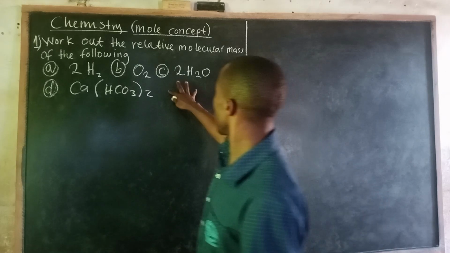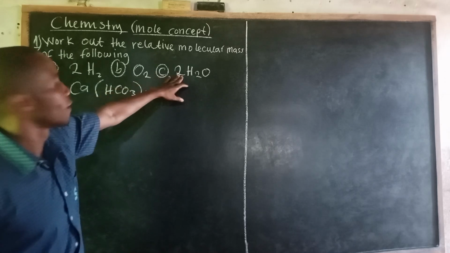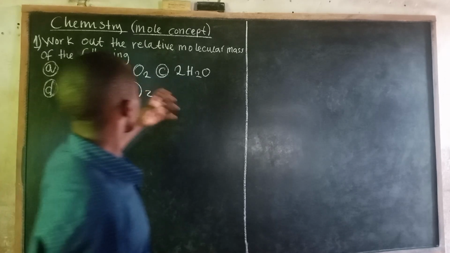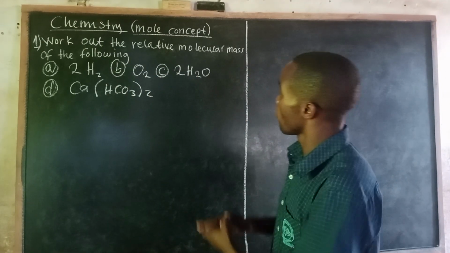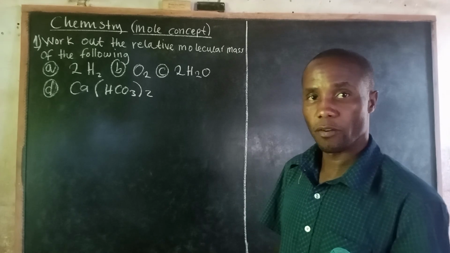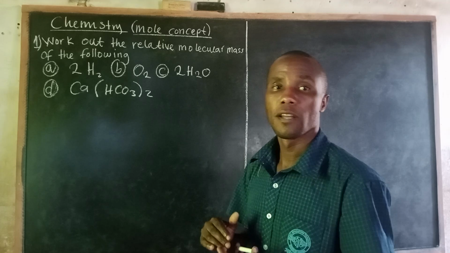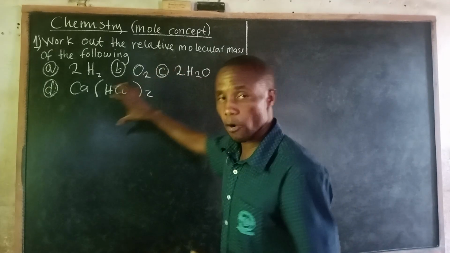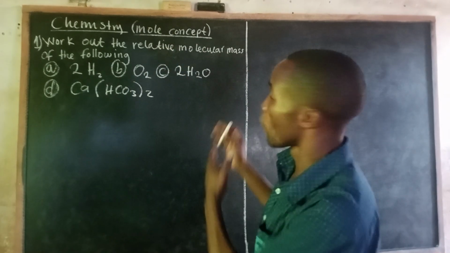So the ones we are going to answer are C and D. Remember, we are still calculating the relative molecular mass, because there is no way we can proceed when you have not understood fully. So let us first do some kind of a recap on this one. Then in the next class, we are going to proceed to the next topic under the mole concept.